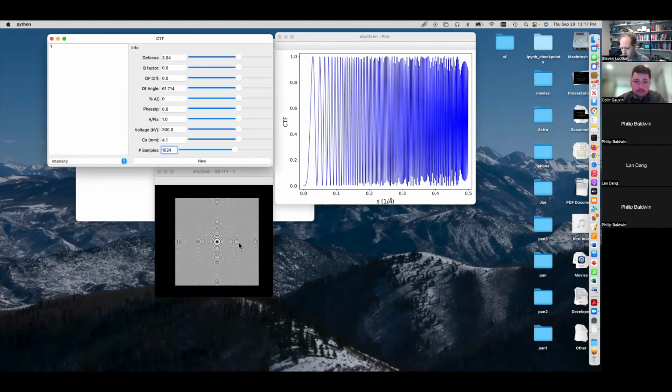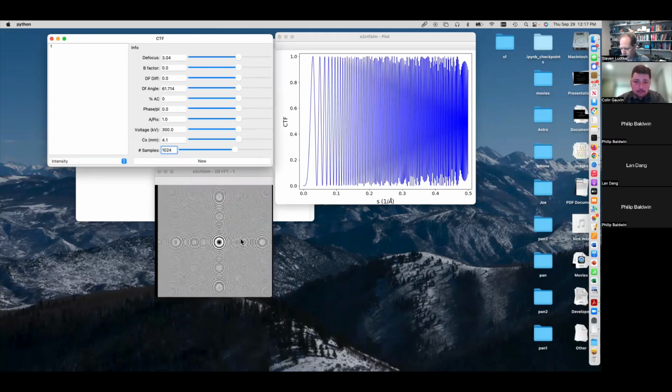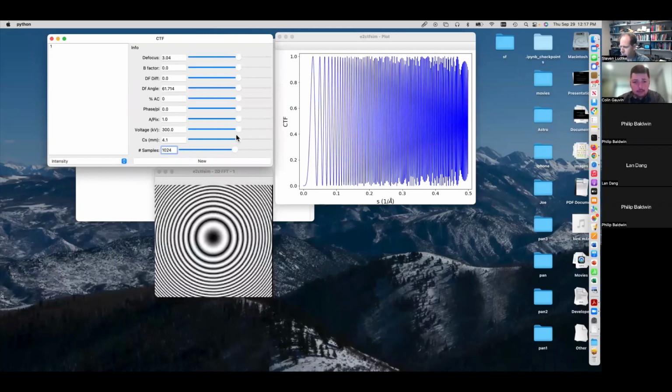Ignore the patterns there. Those are just screening patterns that you're seeing there. This is the actual CTF pattern that you're seeing there.